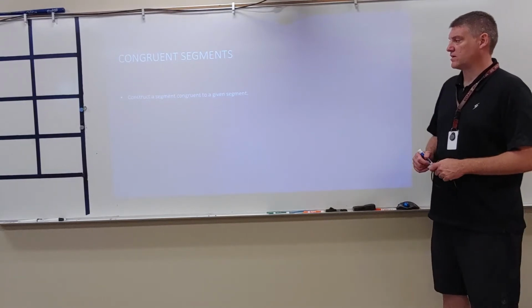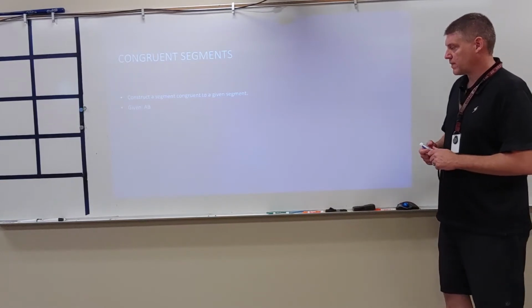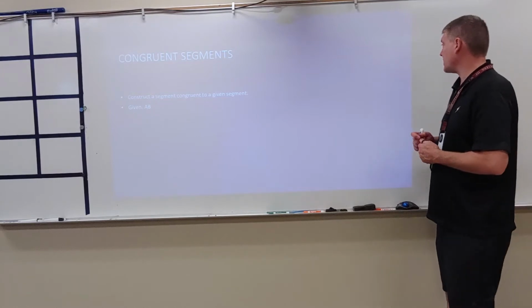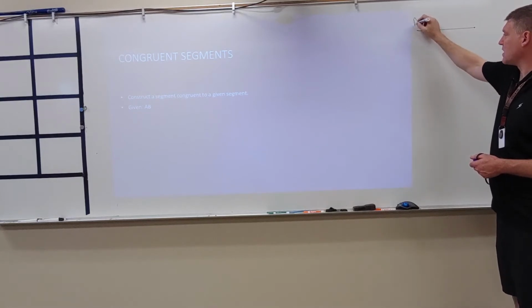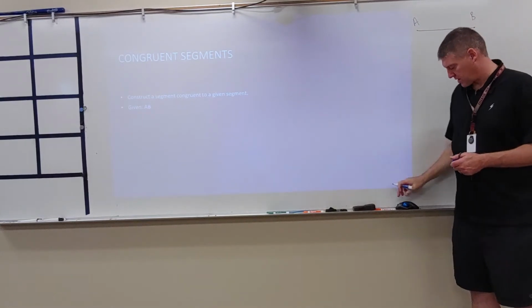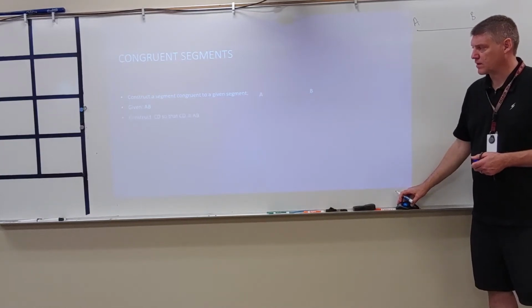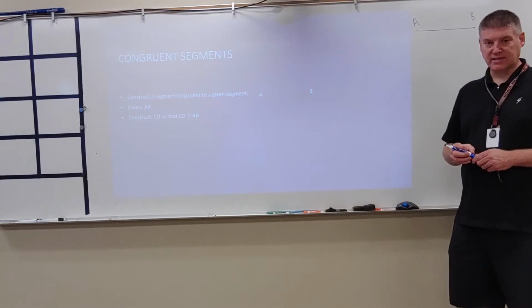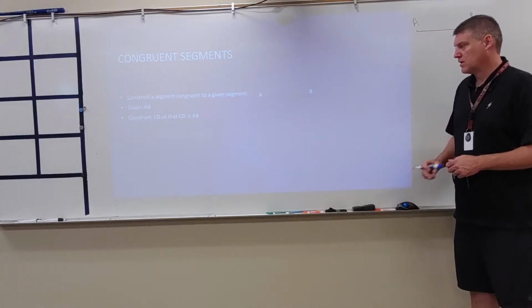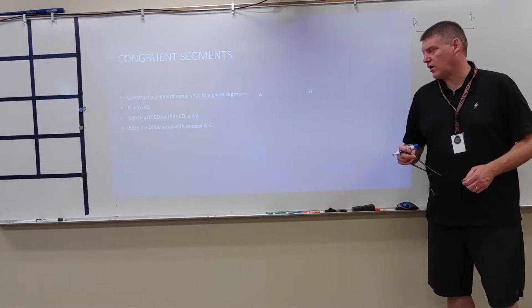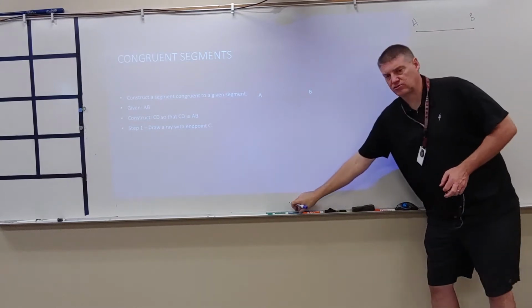So the first thing is we want to construct a segment congruent to a given segment. Okay? So we're usually given a segment. I'm going to go ahead and draw that up here. So here's my segment AB. Not sure if you can see it on the diagram up here, but we're going to create one over here. Now, we're going to construct CD so that CD is congruent to AB. Okay? So the first thing is draw a ray with endpoint C. So here's my C, and I'm going to draw a ray.